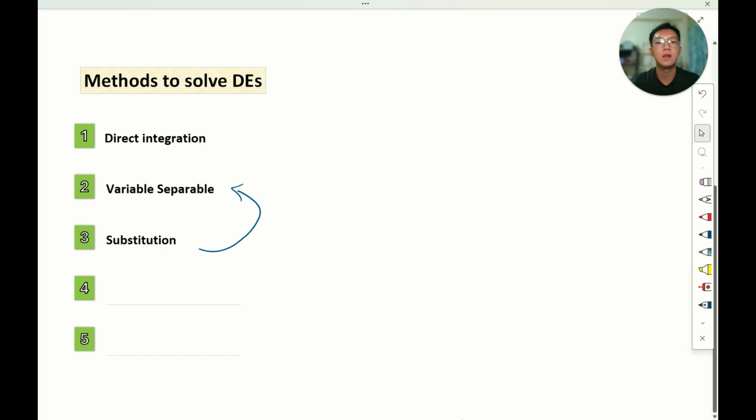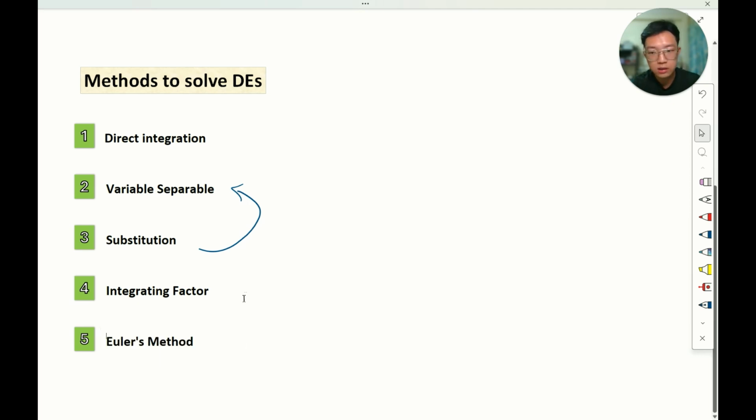Number 4, something a little bit more on its own, right? But we have this thing called an integrating factor. Integrating factor, you will need to know how to find the integrating factor of your differential equation for a certain type of differential equations, and then use this integrating factor to help you solve your DE.